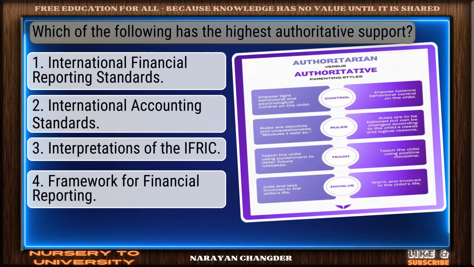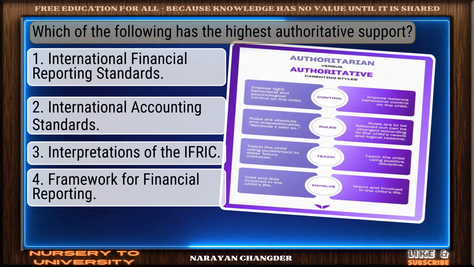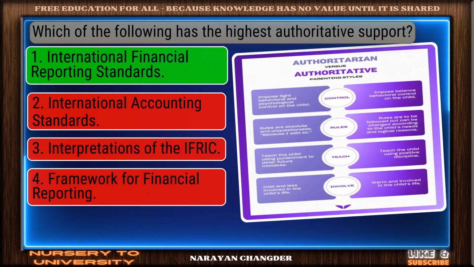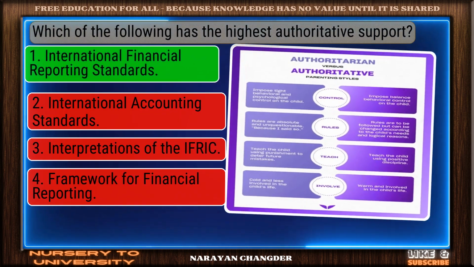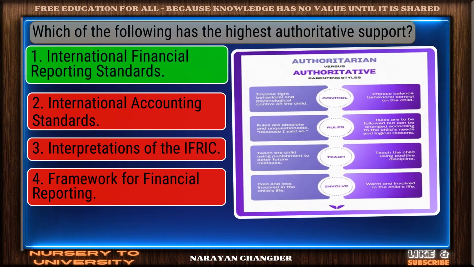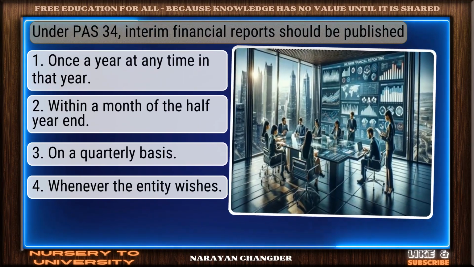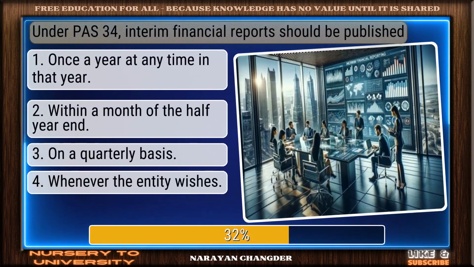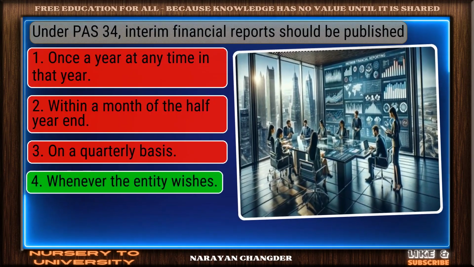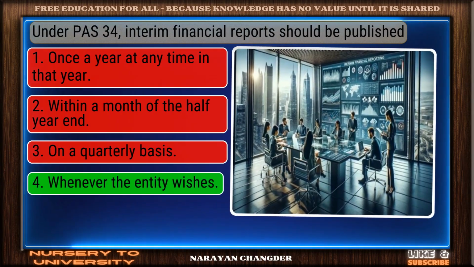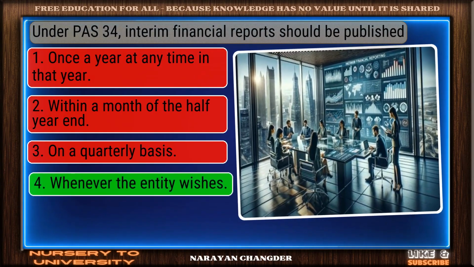Which of the following has the highest authoritative support? Bravo. International Financial Reporting Standards is the answer. Under Pass 34, interim financial reports should be published. Good job. Your answer whenever the entity wishes works well here.